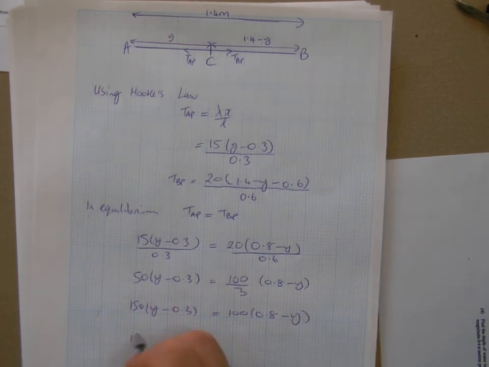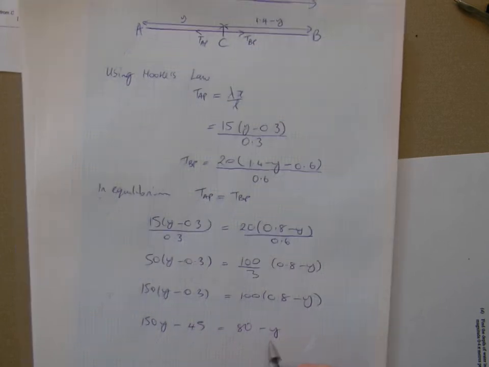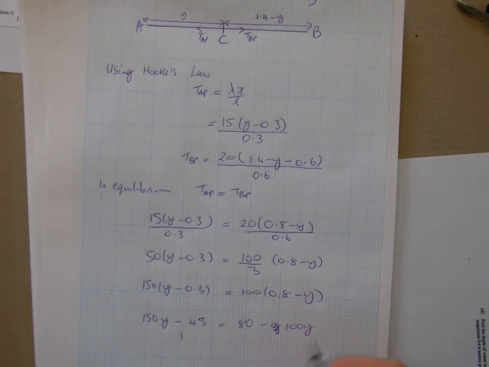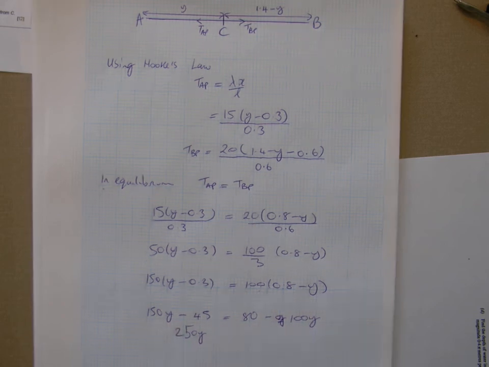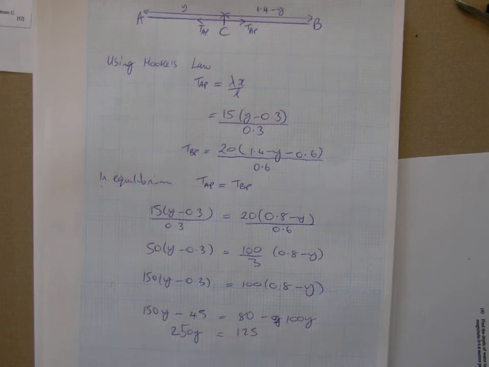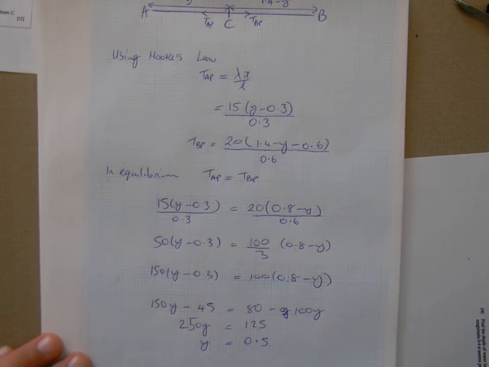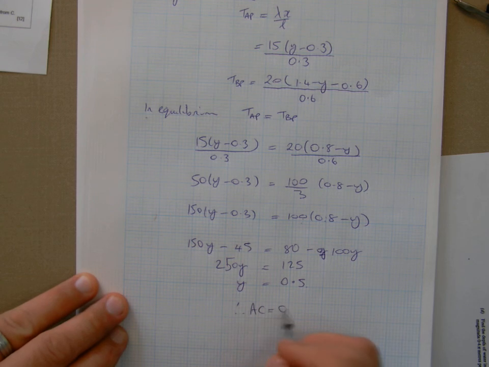So then times out, 150y, take away 45, equals 80 minus y. Then that would be 100, have I done that right? 100 times that. Oh, it should be 100y, shouldn't it? Yeah. So then you've got 50y. If I take that over, I get 250y, because minus 100y, if I take that over, 250y equals 125. It's looking right now, isn't it? So y, let me use a calculator, y is equal to a half, so 0.5. Remember what we defined y to be: the distance from A to C. Therefore, we've done it, AC is equal to 0.5 meters.